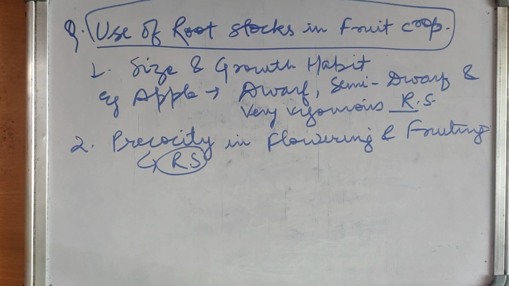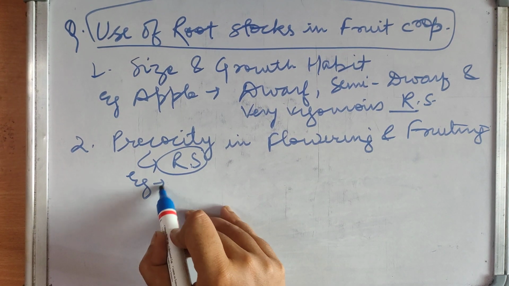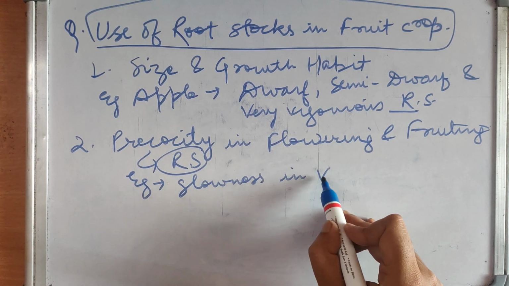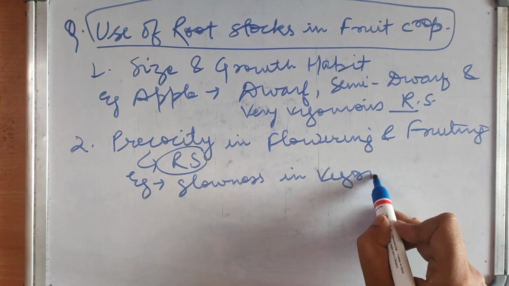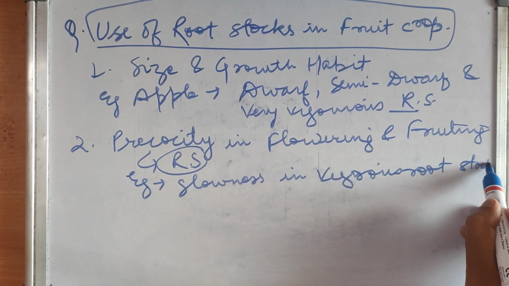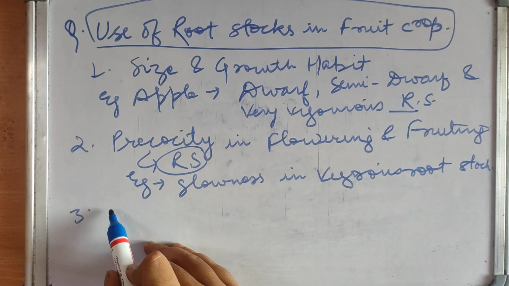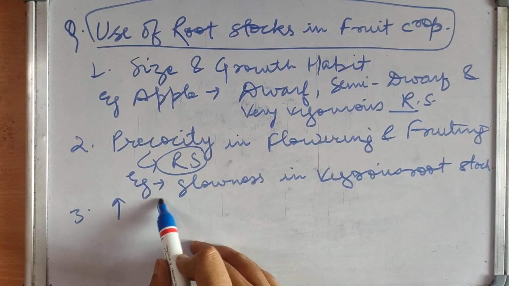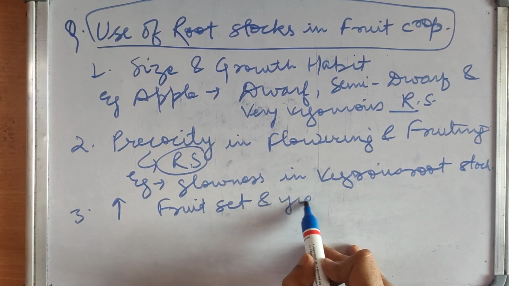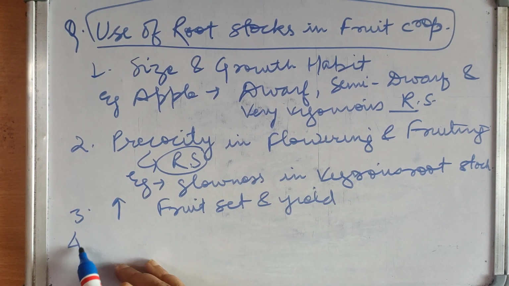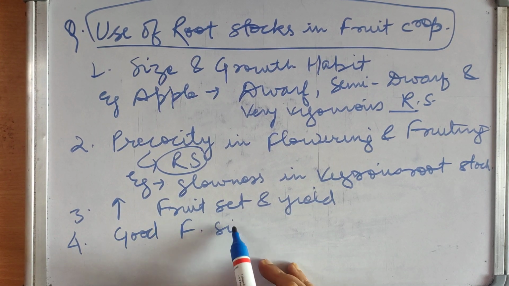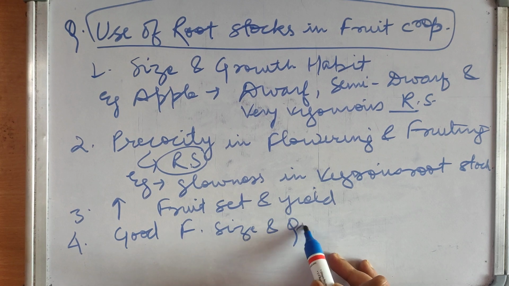For example, there is slowness of flowering and fruiting in vigorous root stocks. Third, they help in increased fruit set and yield. There is also good fruit size and quality.